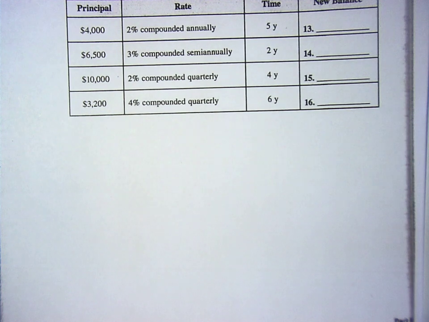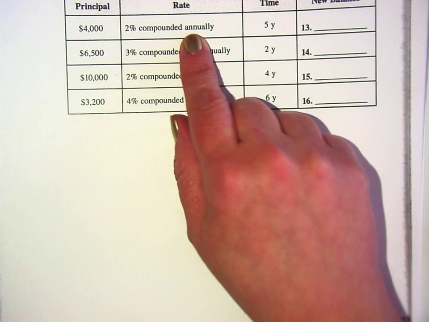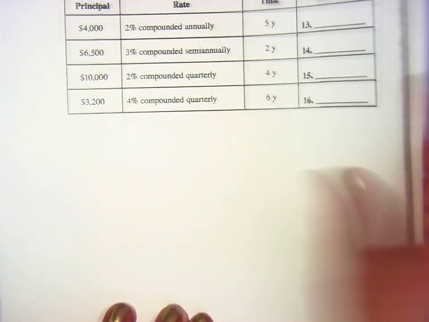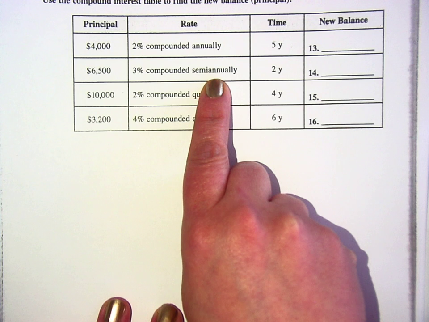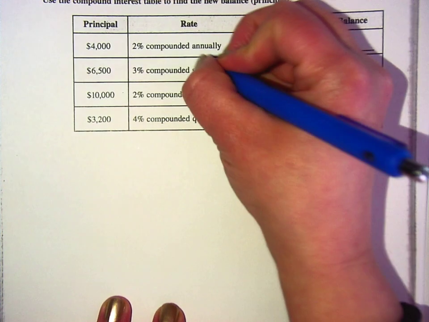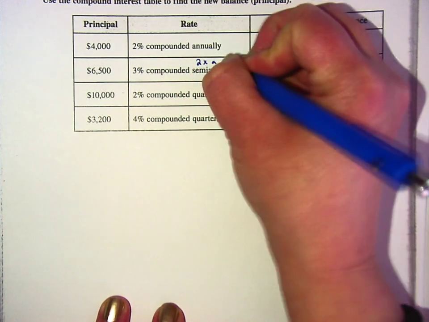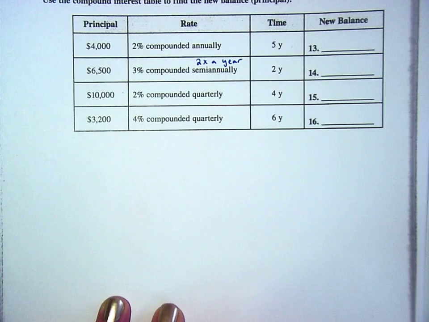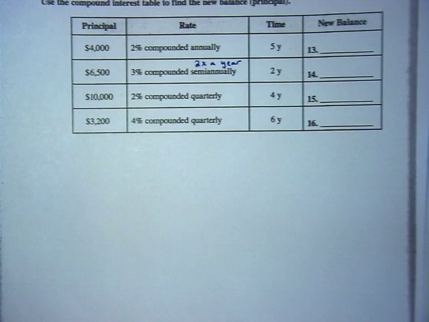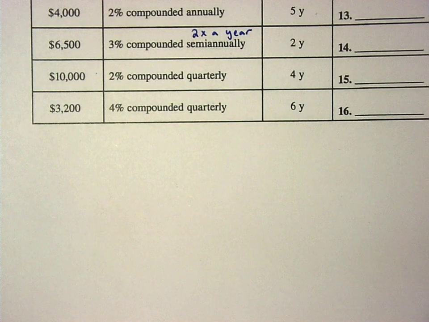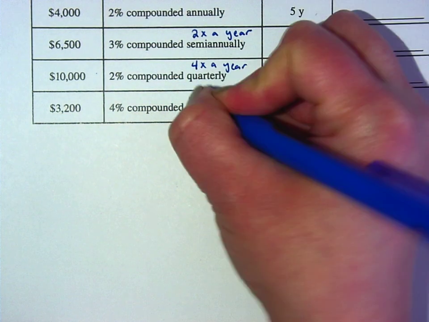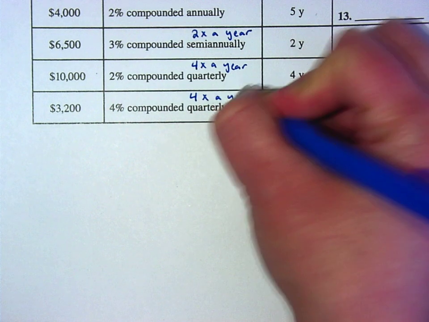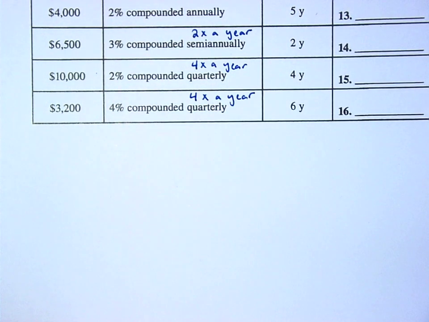Okay. So this means that it's compounded. It's put into your account. That interest is put into your account annually. What do you think semi-annually means? Twice a year? I'm going to write on here 2 times a year. Quarterly is 4 times a year. Okay.